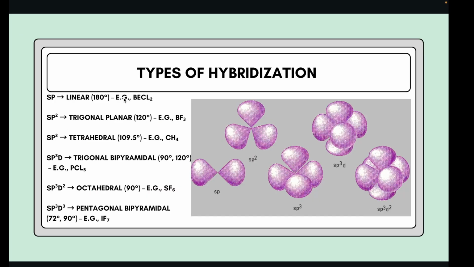In the previous video, we learned about sp hybridization, sp² hybridization, sp³ hybridization and dsp² type hybridization. Now we will start with the hybridization with d-orbital involvement. So we will start with sp³d hybridization.